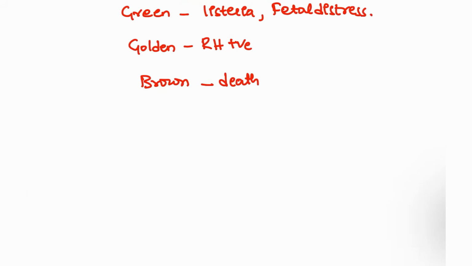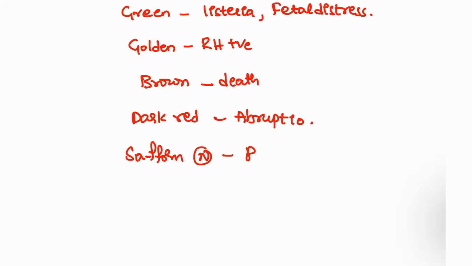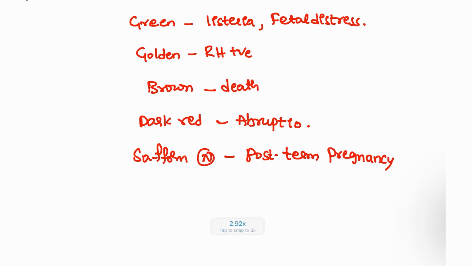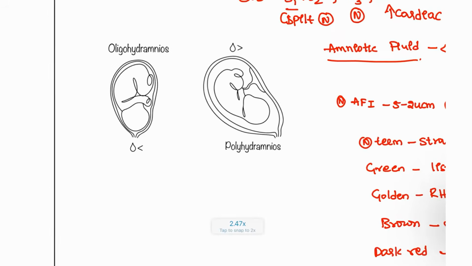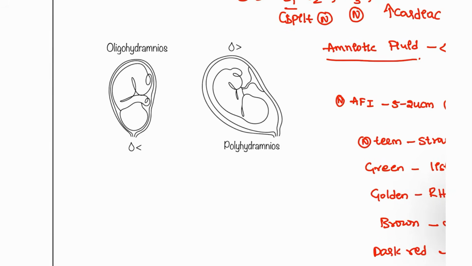And next, dark red color is seen in abruptio. Saffron color can also be considered normal because it is seen in post-term pregnancy. Next, see the difference between oligohydramnios and polyhydramnios. Oligohydramnios is usually less than 5 centimeters. Polyhydramnios is more than 8 centimeters, or an amniotic fluid index of more than 25 centimeters.